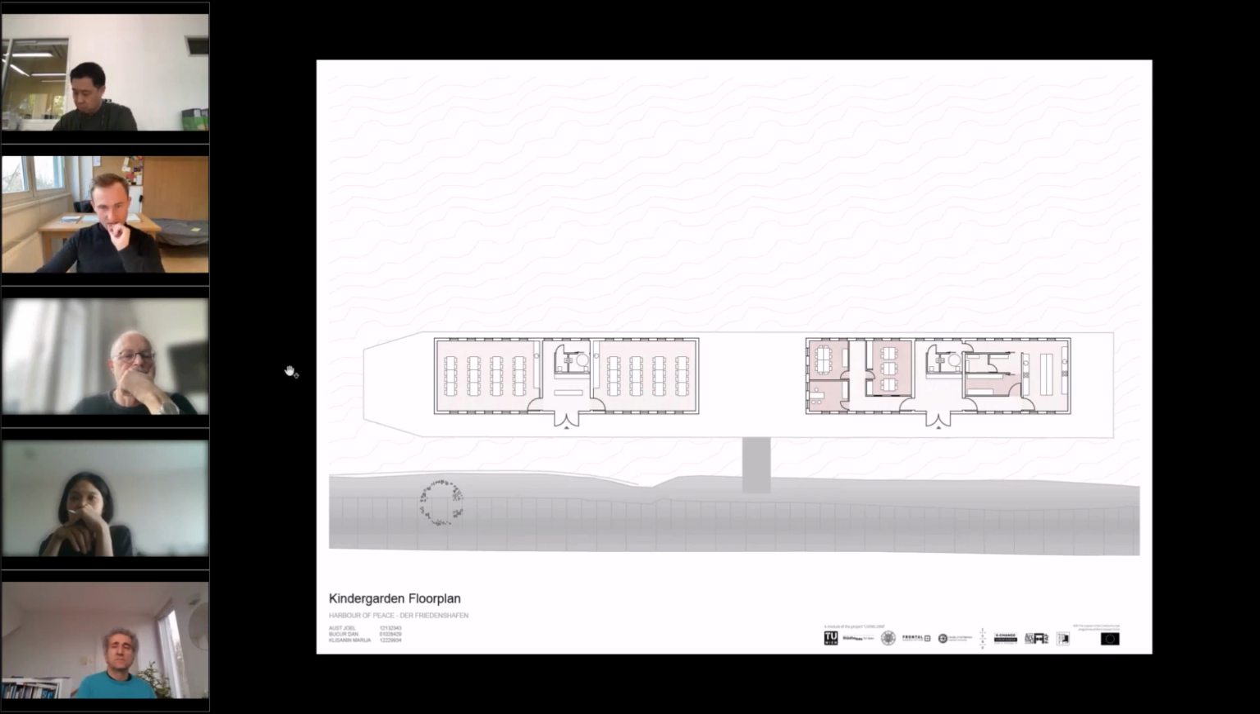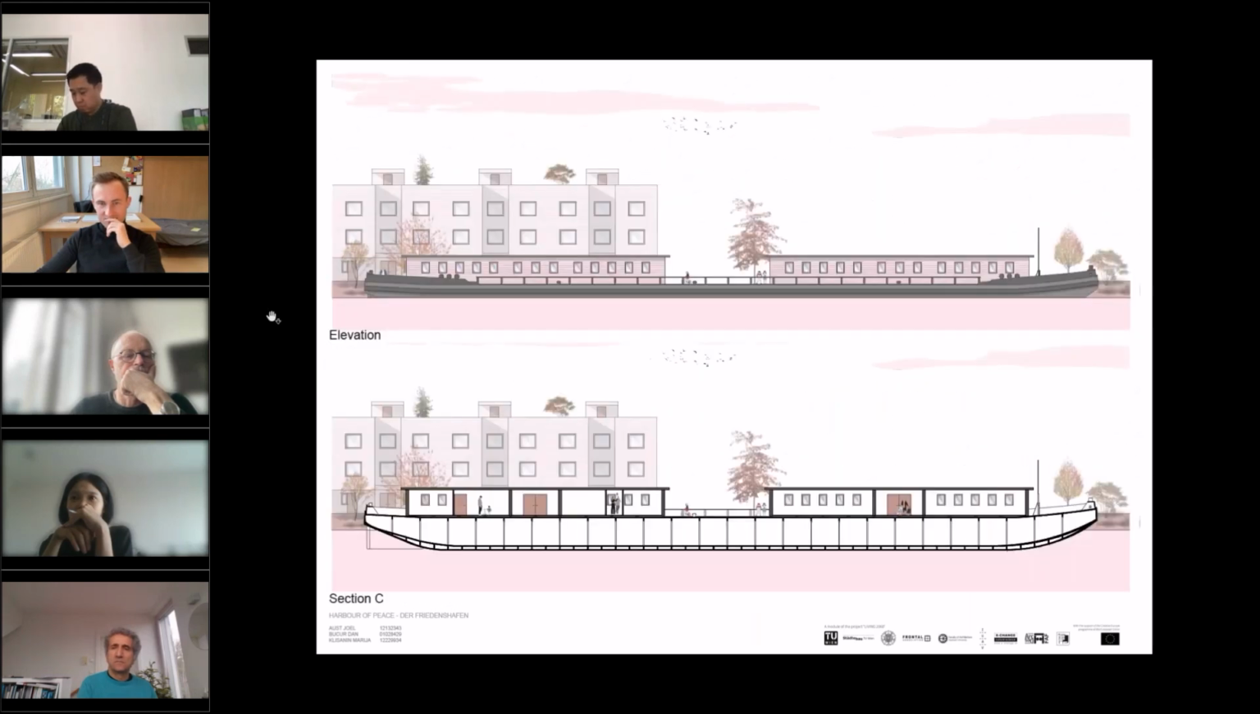So the next one is the elevation and the section. As you can see, we wanted to build it all on one floor, which is easier for little children to accommodate, and they don't have to go stairs up or down, and which also doesn't interrupt the view of the buildings behind.